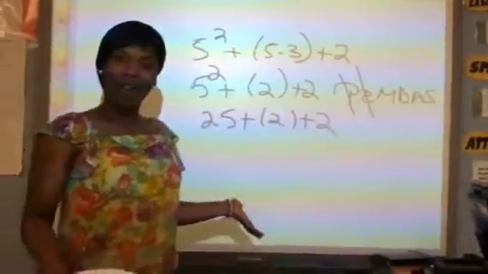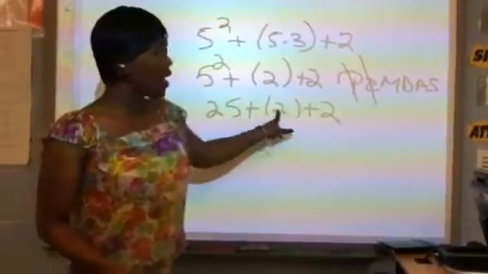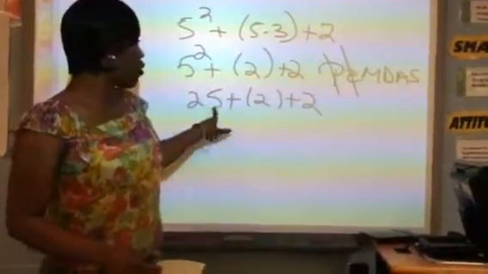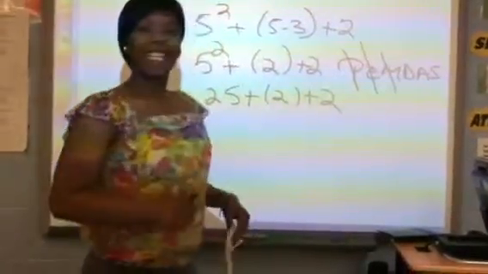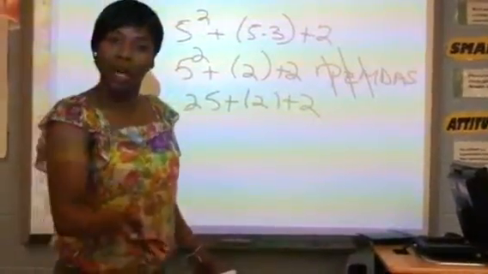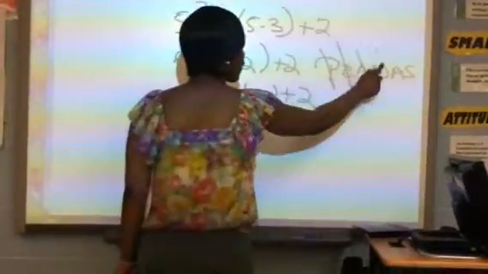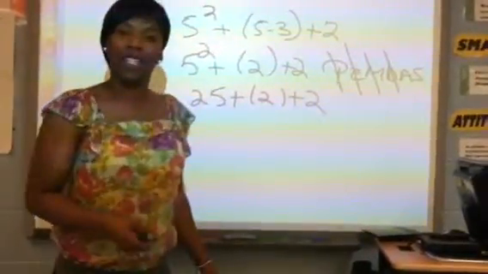Multiplication. We don't have any multiplications in our equation. So let's move on to the next letter. Oh wow, look at here. We do not have any division, so let's cross out our next letter. And then we have addition.